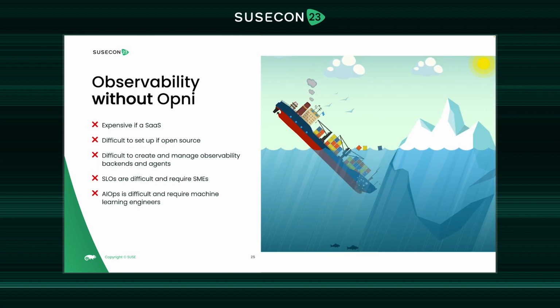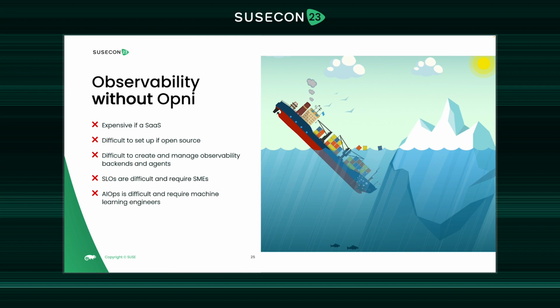And so observability without Opni can be very expensive if it's a SaaS, because SaaSes are consumption-based models and it's hard to forecast how much you're going to spend. Without Opni, it's difficult to set up if it's open source. It's difficult to create and manage observability backends and agents. SLOs are difficult and require SMEs.